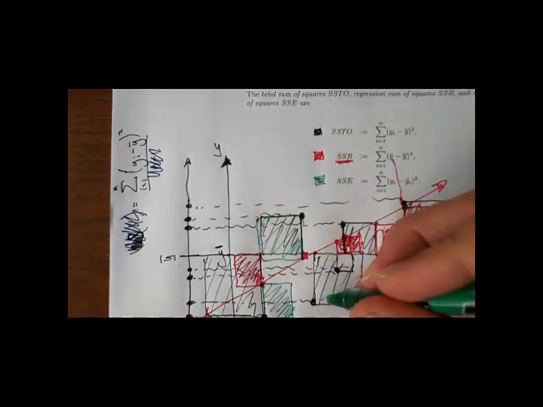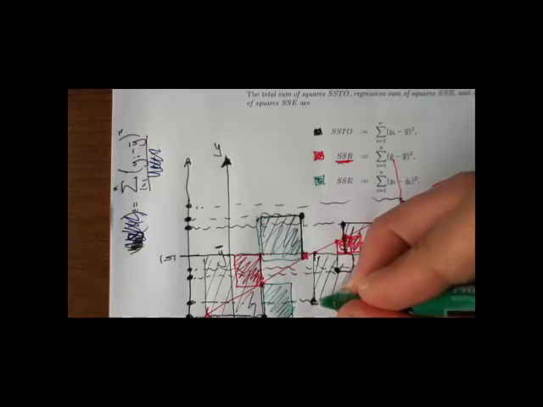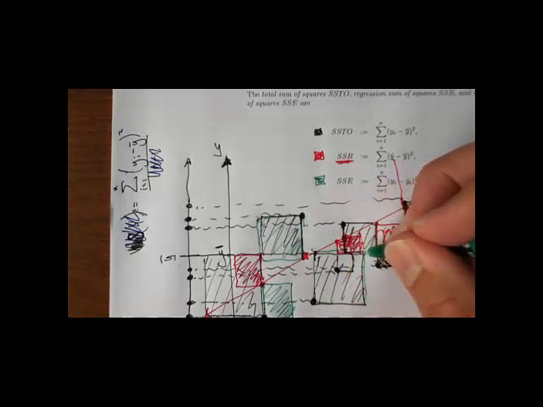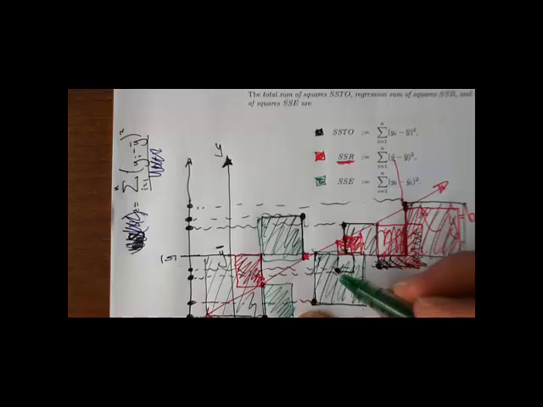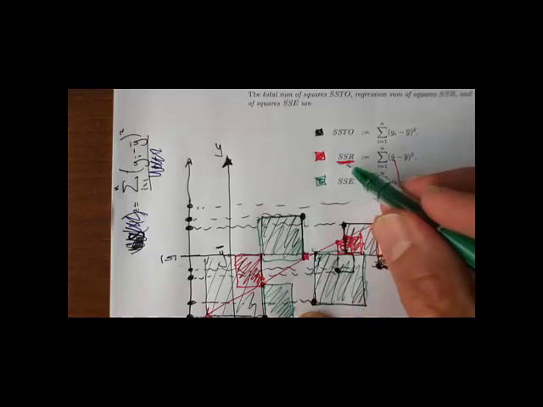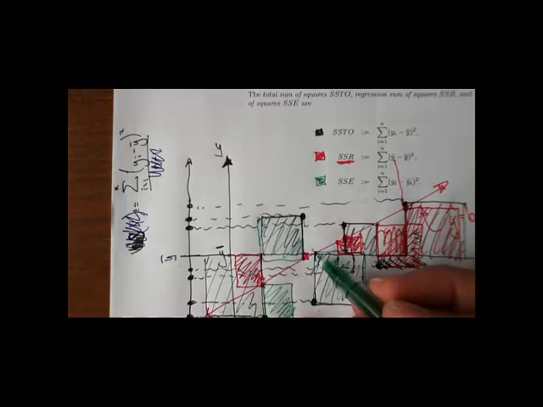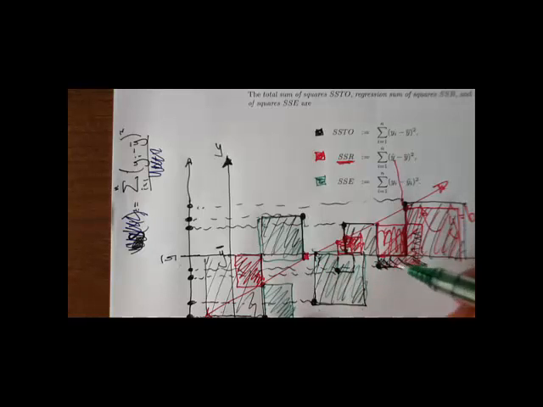Okay, and this one goes to, let's see, to there, right? This one's about the same. Look at what happens on this square here. It looks like the black and the green are the same. That is because the regression line is running right through that y-average point.